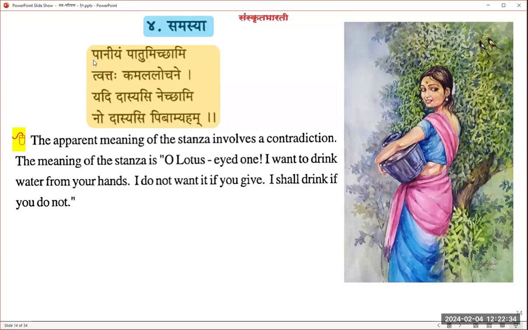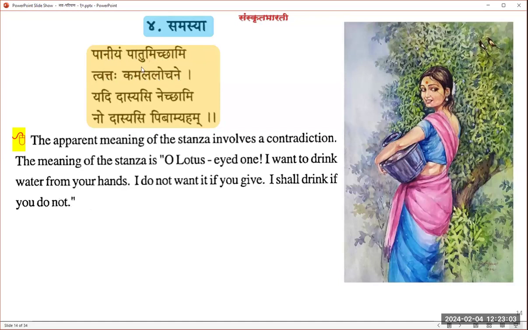Okay, so paniyam patum ichchami, to drink I would desire. That means I desire to drink water. Paniyam here being water. Okay, patum is in order to drink. So paniyam patum ichchami or jalam patum ichchami sense. Okay, a person is telling somebody. Let us see who is the person and who he is telling to becomes clear ahead.